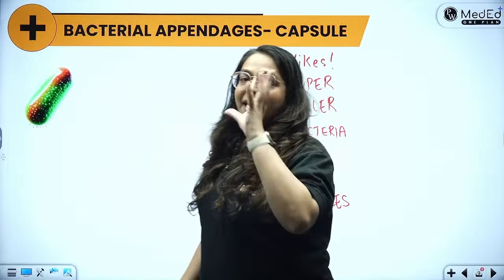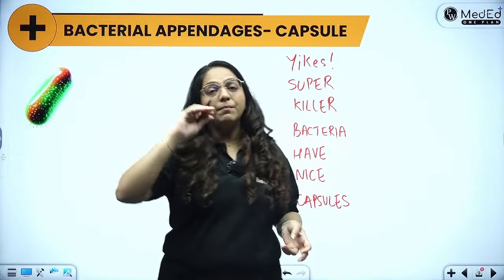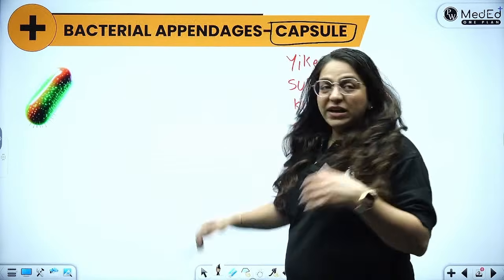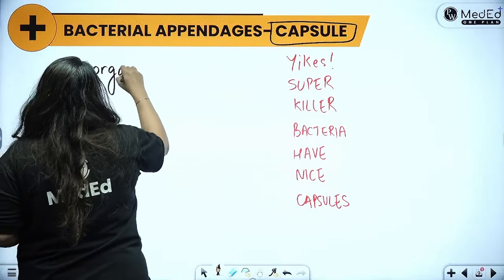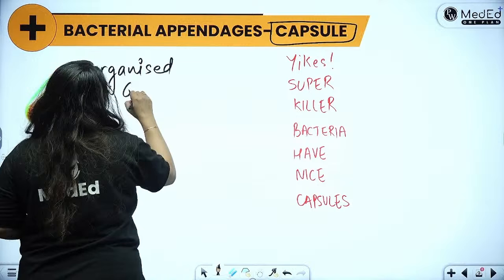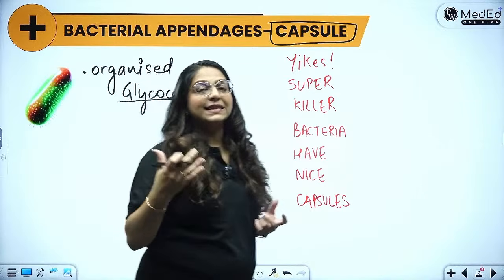Now, every bacteria has a cell membrane, then a cell wall, and outside the cell wall, some bacteria may or may not have something called the capsule. So what is a capsule? Capsule is nothing but an organized glycocalyx. What does organized mean? Well fitted. So glycocalyx means what? Glycocalyx is like a slimy layer.